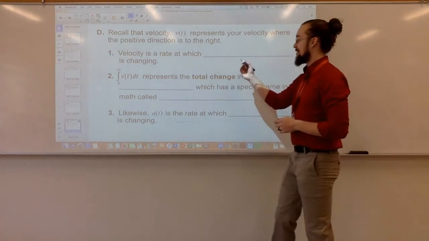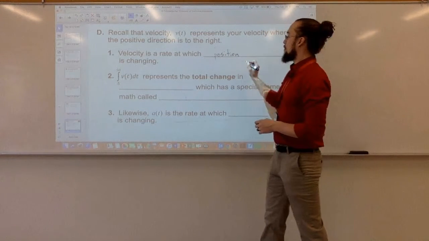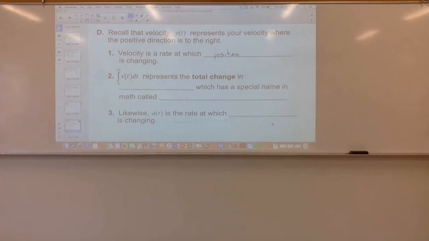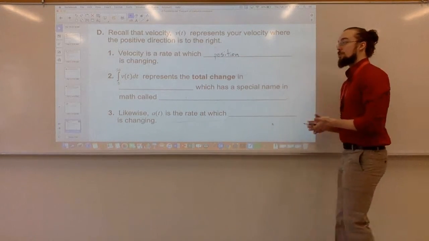Oh, I remembered something. Okay. So speed is the absolute value of velocity. So that doesn't have anything to do with one changing at the rate at which the other is changing. Okay. Velocity is the rate at which position is changing.